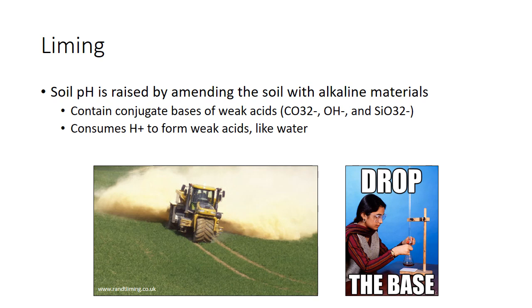Okay, so let's discuss liming. Liming is where we're taking the soil pH and trying to raise it by amending the soil with alkaline materials. These materials generally are what we call conjugate bases of weak acids, so carbonates, hydroxides, or silicon oxides. Most commonly, it's carbonates or hydroxides. When these react with the soil and the soil solution, they consume hydrogen, and form weak acids like water. So it's going to consume the H+.